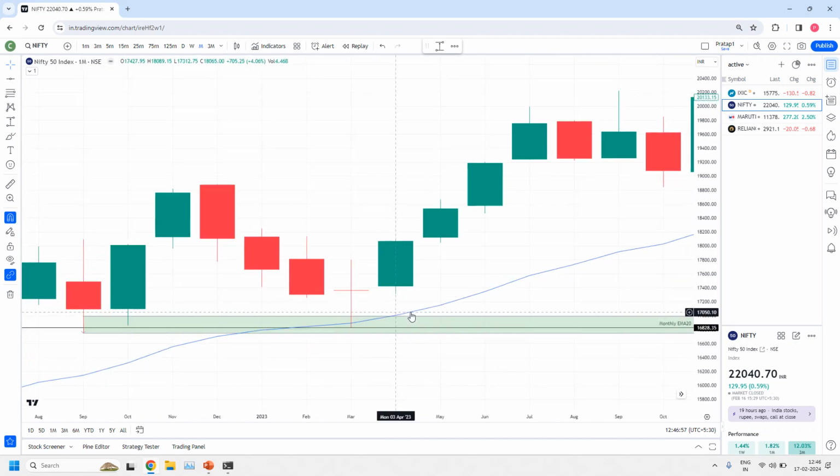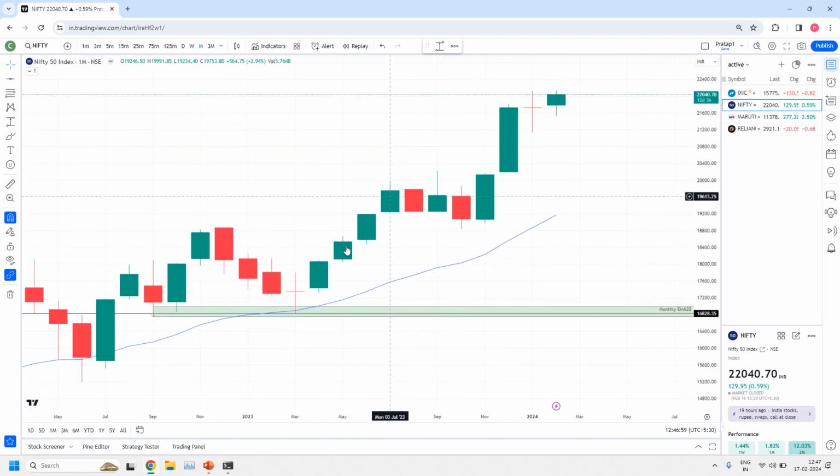And then see what happened. Once you would have taken a trade here, at what price? At 16,828. Let me say 16,830. Somewhere at that price, let us assume you bought Nifty 50. Now today, what is the Nifty value? 22,040.